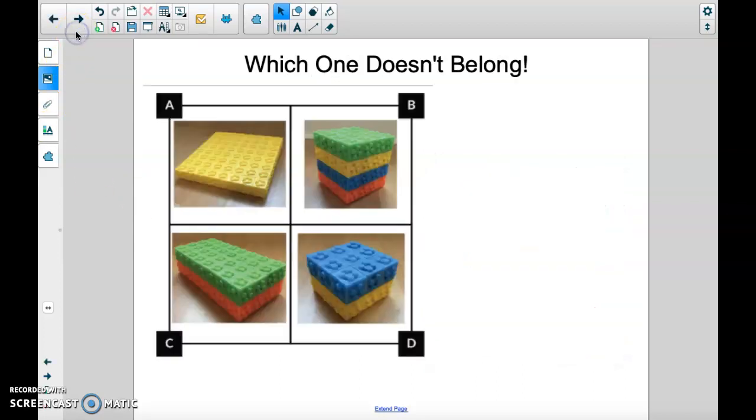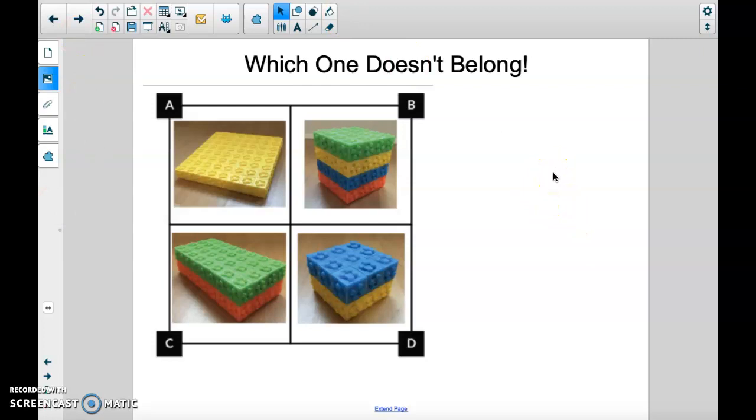Let's get going. We're going to go over a little "which one doesn't belong," continuing our work from yesterday with volume. So keep that in mind as you go through this. One of these pictures does not belong, okay? I want you to pause the video, really think about which one doesn't belong and why. Come up with a reason, okay? So go ahead, pause your video, and figure out which one.